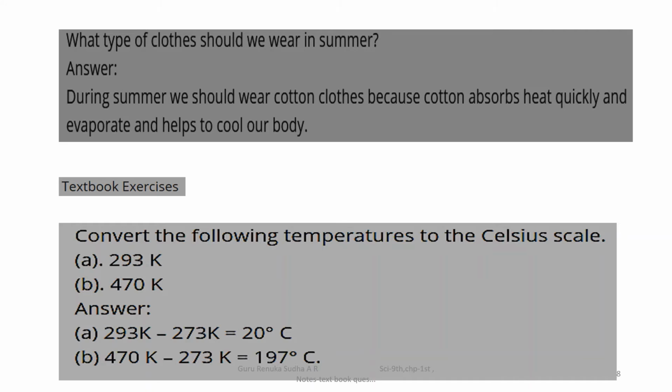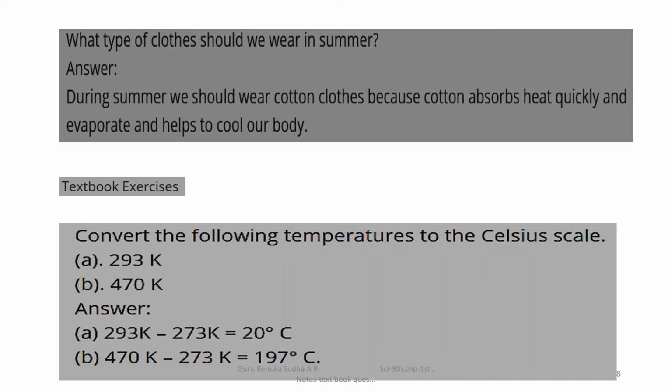See, these are the questions. So it will make sense to observe the particles in the matter. Next, depending on these questions, there are some questions given in the textbook exercise. Let us discuss one by one. Convert the following temperature to Celsius scale. Here 293 Kelvin is given, that you have to write in the Celsius scale. That means what will be the temperature on the Celsius scale.